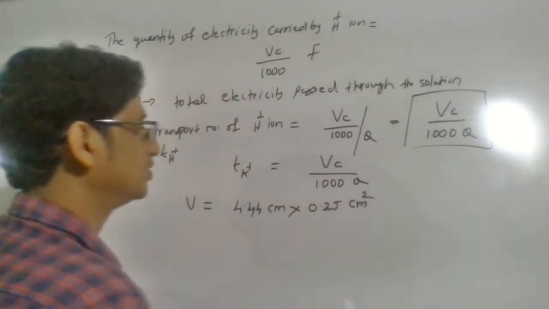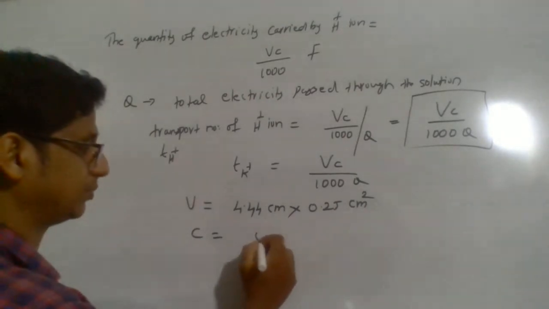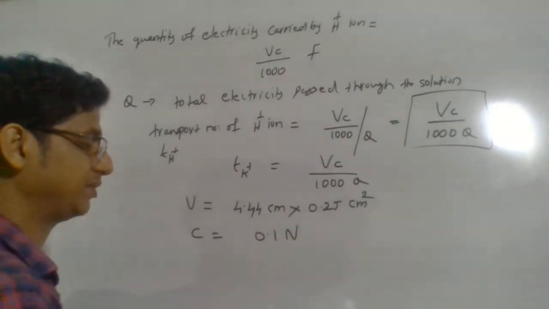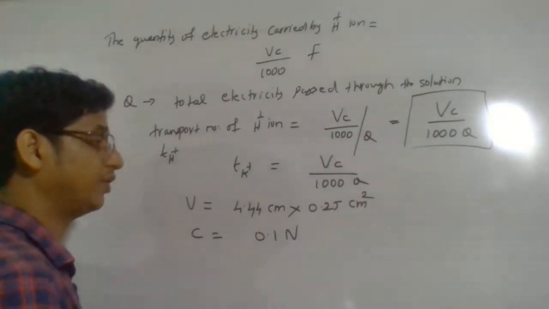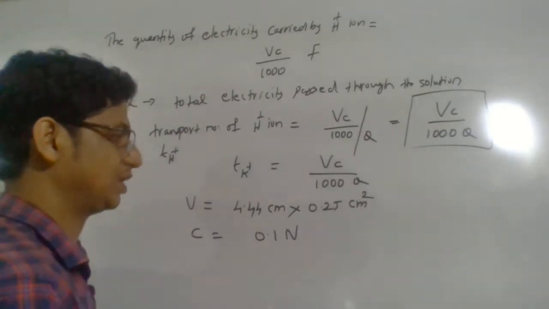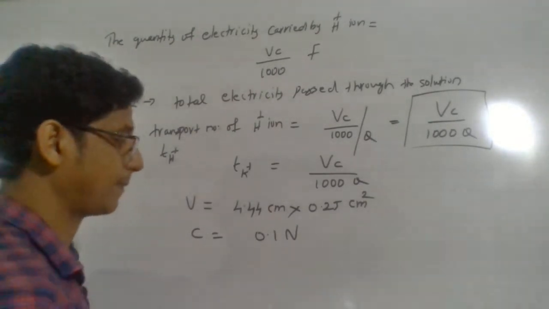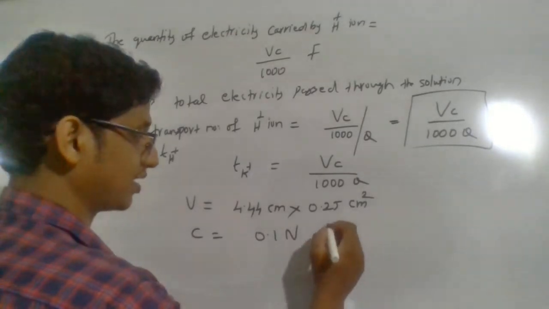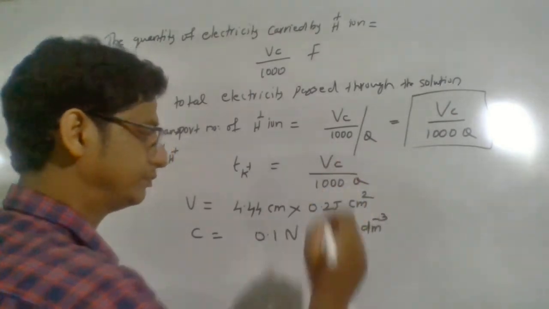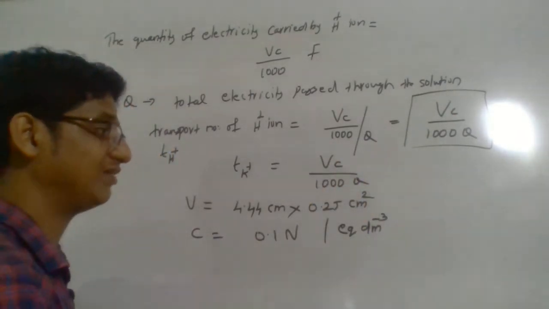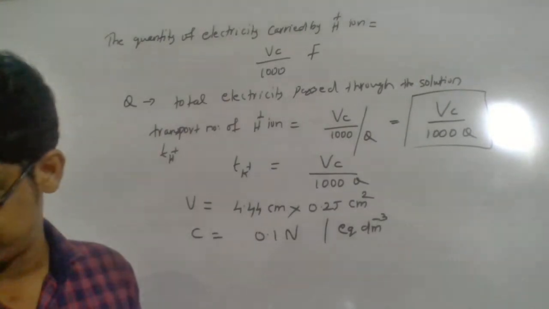That is the volume. So what about C? C is the concentration of the acid. That is also given; it is 0.1 normal, which means 0.1 equivalent per liter. Sorry, normality is the unit, equivalent per liter. Either you can express it as equivalent per liter or equivalent per decimeter cube. That's the C value that is given.